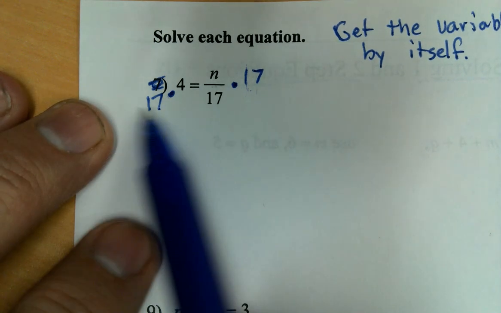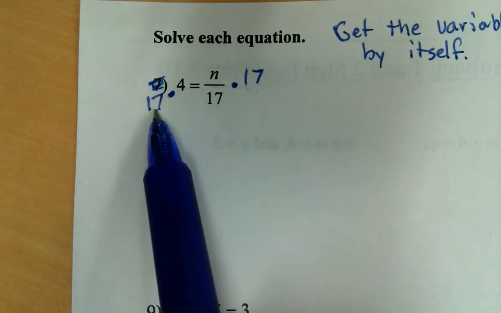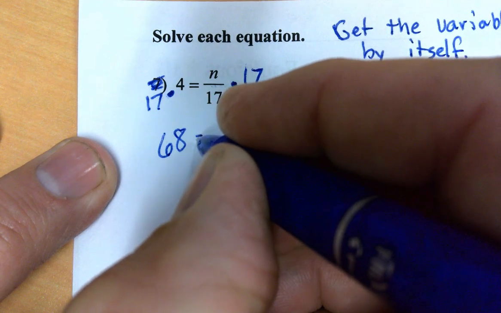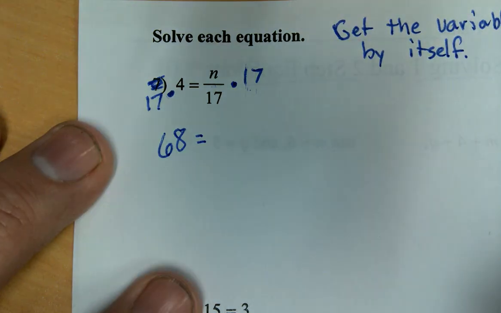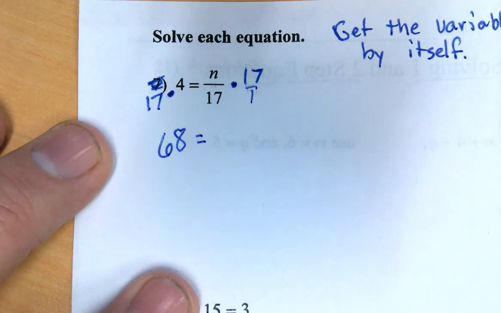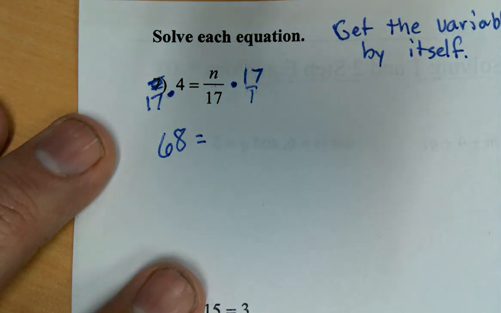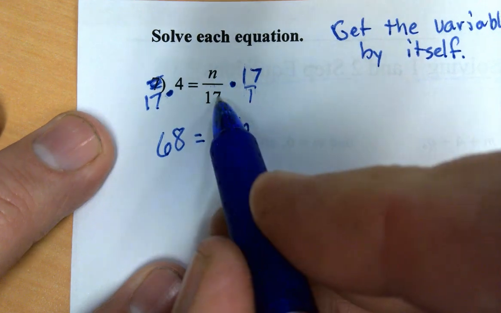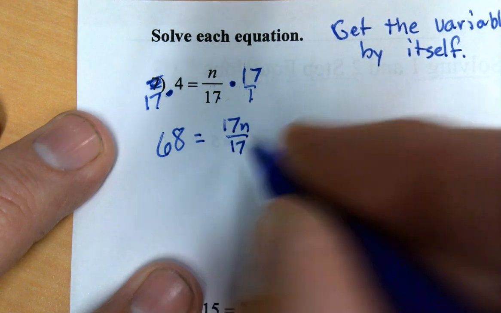Over here on the left-hand side, taking 17 times 4, I'm going to get 68. And then over here on the right-hand side, remember we put this over 1. On top, n times 17, we get 17n. And on bottom, we get 17 times 1, which is 17.